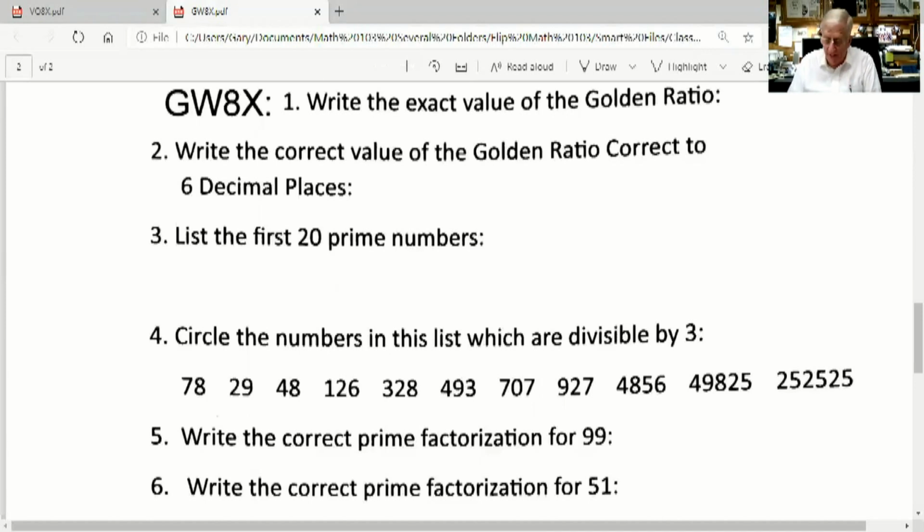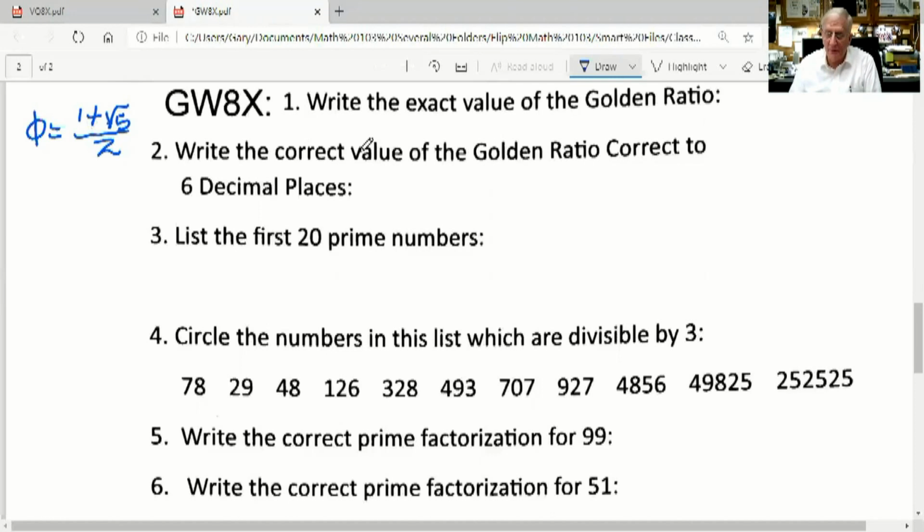Well, you know what that is, and if you don't know what that is, you're going to want to know before the next test. But at any rate, the exact value of the golden ratio, or phi, is equal to 1 plus the square root of 5 all over 2. Remember, that is an exact value because it has a radical in it. And the radical is not approximated, so you know that this is the exact value.